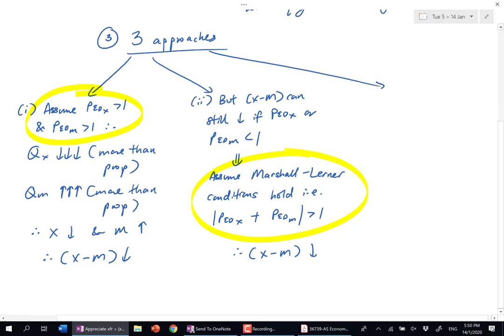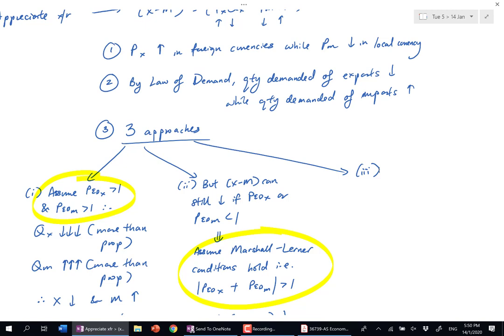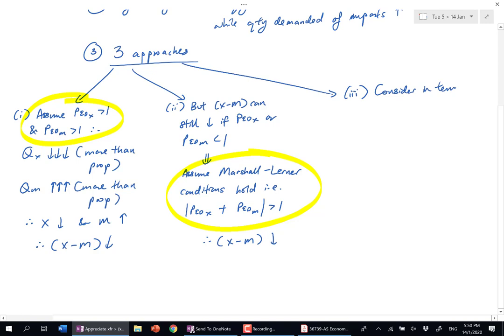Third one. So the third approach recognizes that, hey, this thing above is a little bit messy. Why? Because you're looking at export prices in terms of foreign currencies, and you're looking at import prices in terms of your home currency. They are different, and you can't just minus off like that. So the third approach says, let's consider everything in terms of local currency, which means your home currency.